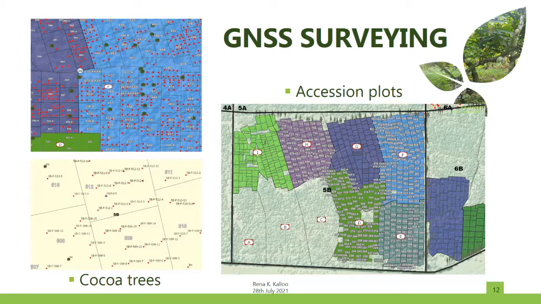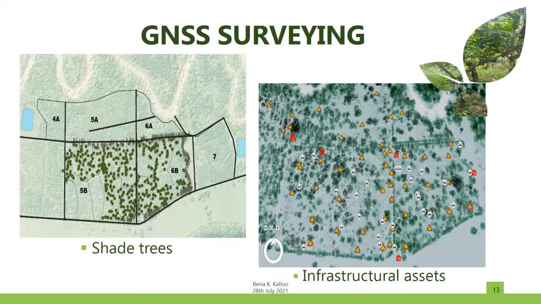And this is some of the information that was collected. We were able to collect cocoa tree locations and accession plot locations. To date, we have mapped about 1,300 accession plots and approximately 4,800 trees. We also mapped the shade trees and the infrastructural assets within the GenBank, the hydrants and the bridges. The hydrants are part of the irrigation system of the GenBank. We mapped 45 hydrants, 29 bridges, 114 shade trees and 76 boundary trees.